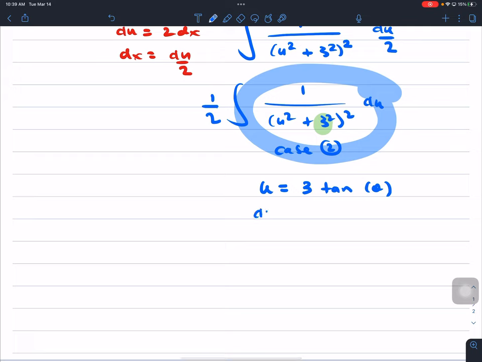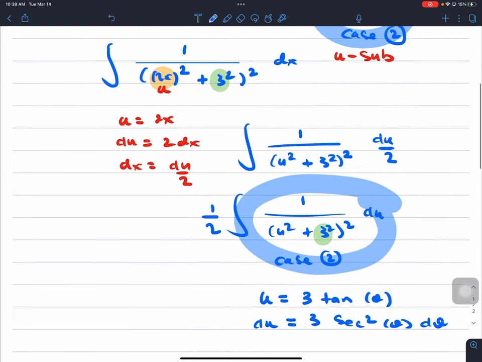So what does that mean then? What is du? Anybody remember? What would du be? Well, what's the derivative of tangent? So it's 3 secant squared theta d theta. Is that right? Okay, you guys okay with that one?